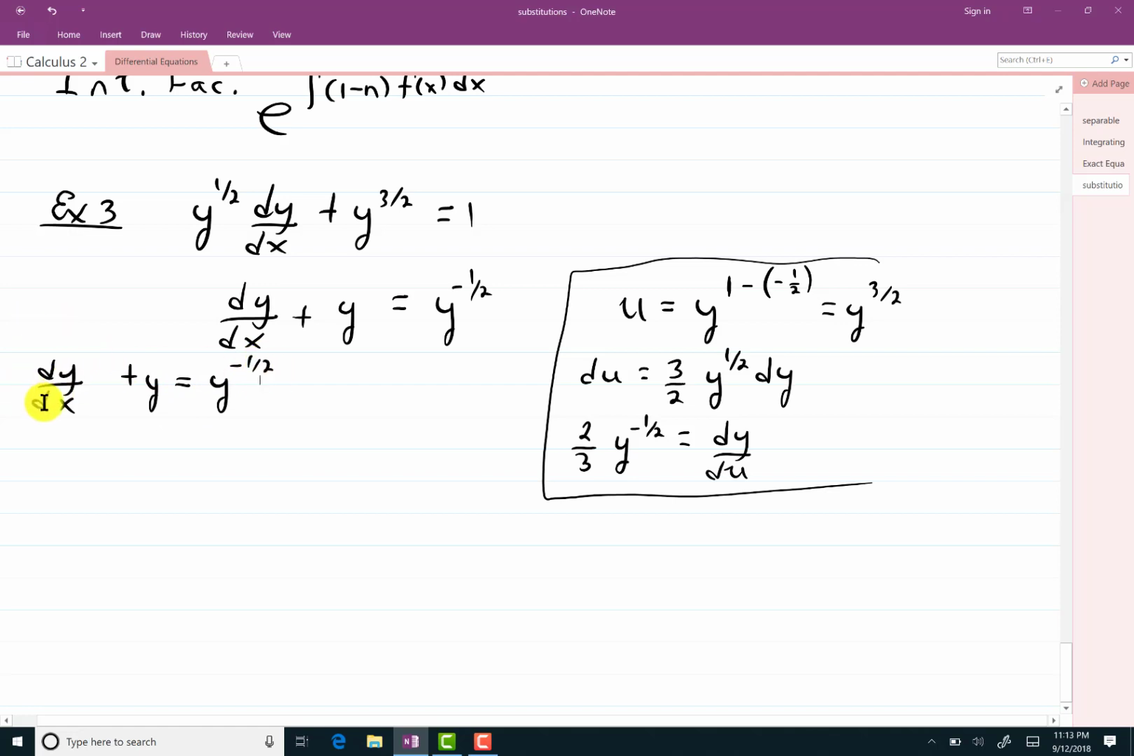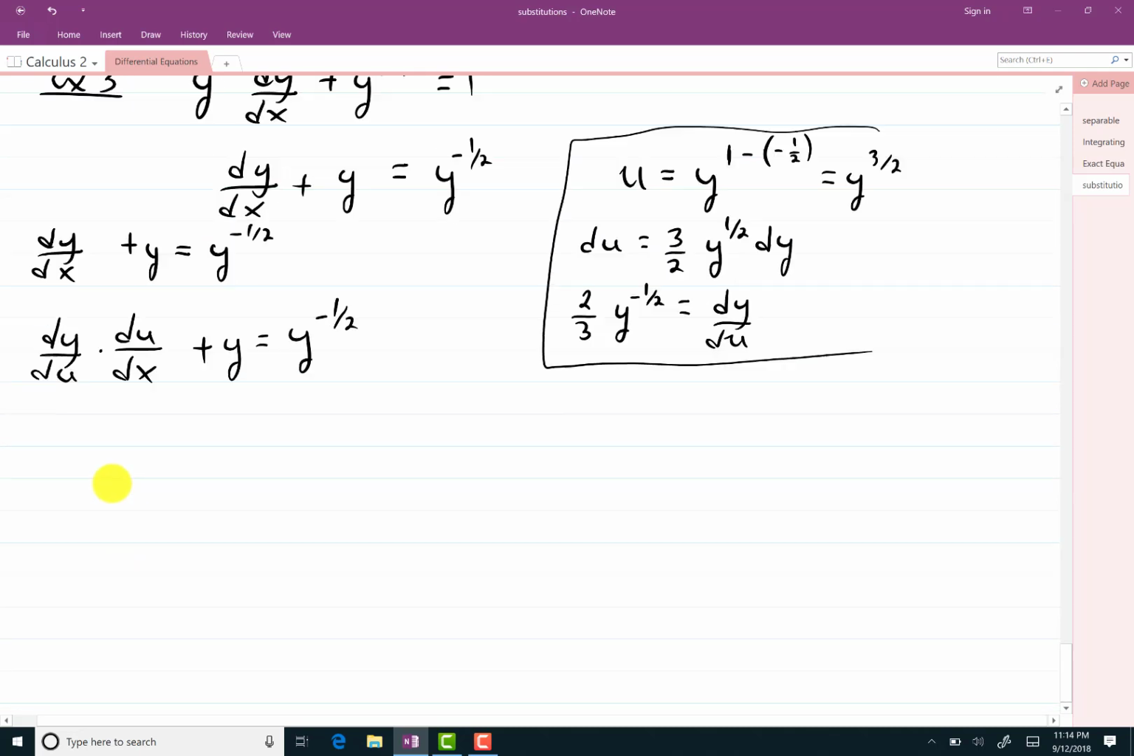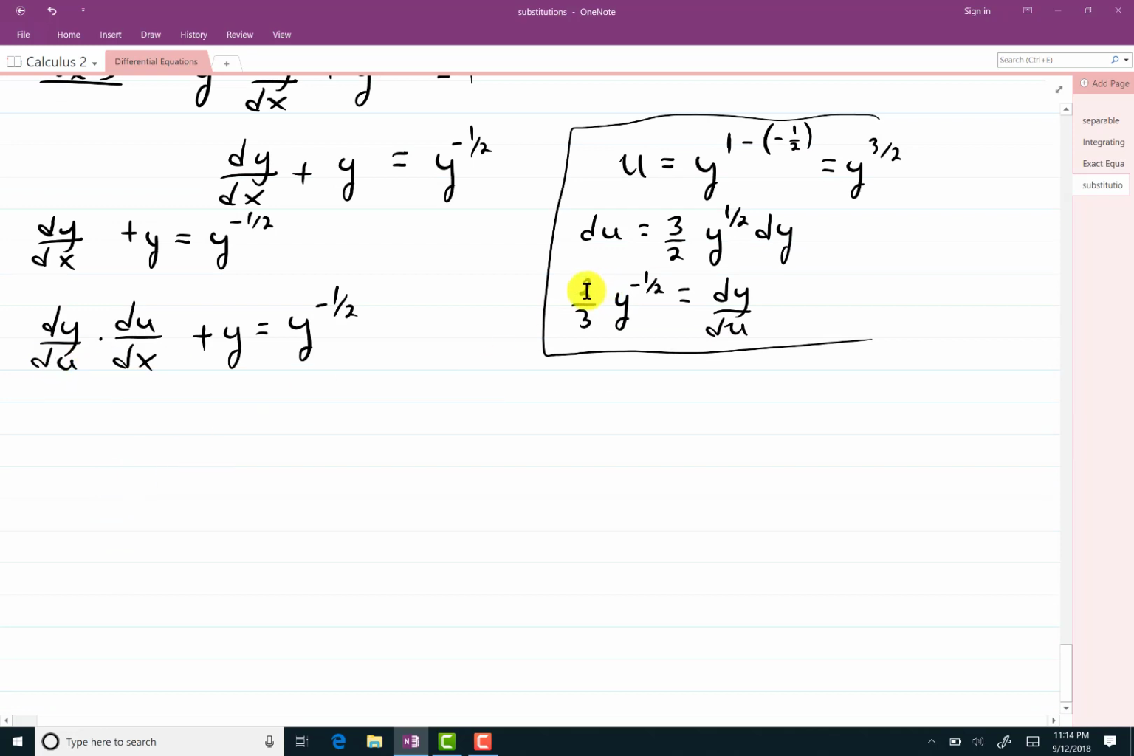If you rewrite the dy over dx, you're going to get dy over du times du over dx plus y equals y to the negative 1/2. Let me replace the dy over du. That's going to be this 2/3 y to the negative 1/2. So 2/3 y to the negative 1/2 du over dx plus y equals y to the negative 1/2.